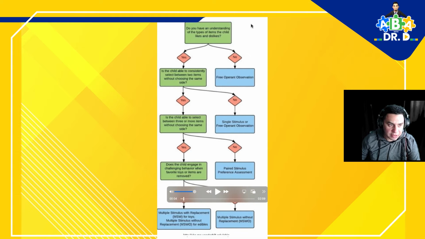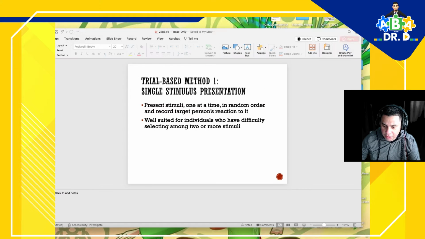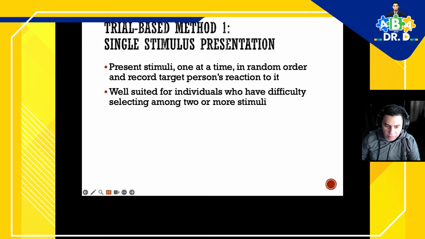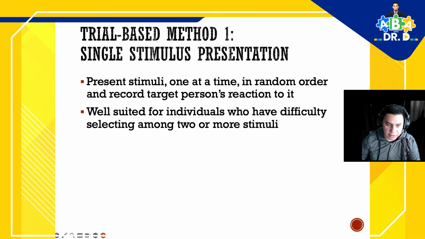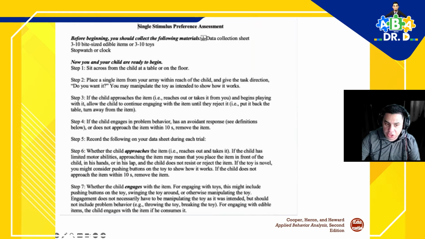I'm going to go back to the slide really quickly, so let me remove this. Here are some quick bullet points about single stimulus. It says present stimuli one at a time in random order and record the target person's reaction to it. It is well suited for individuals who have difficulty selecting among two or more stimuli, which corresponds to the information we just saw earlier.